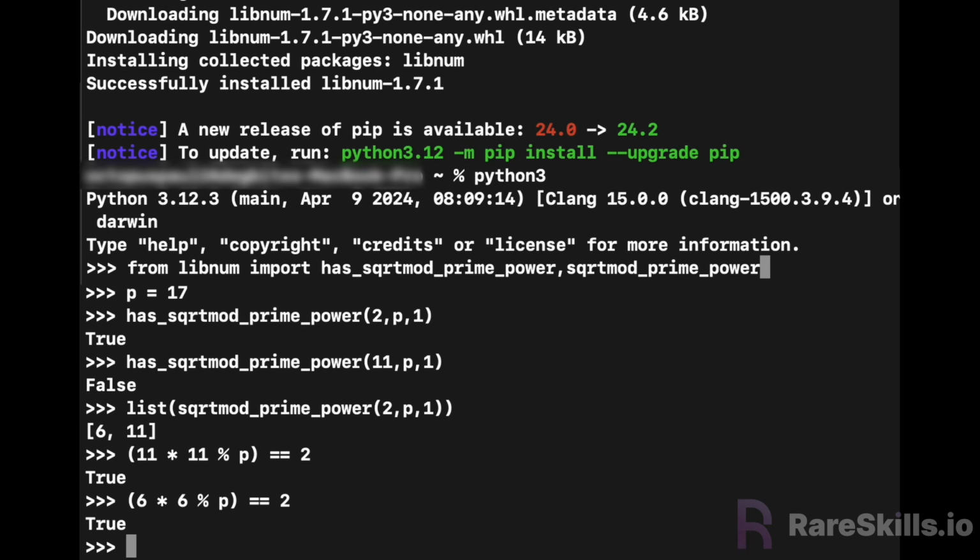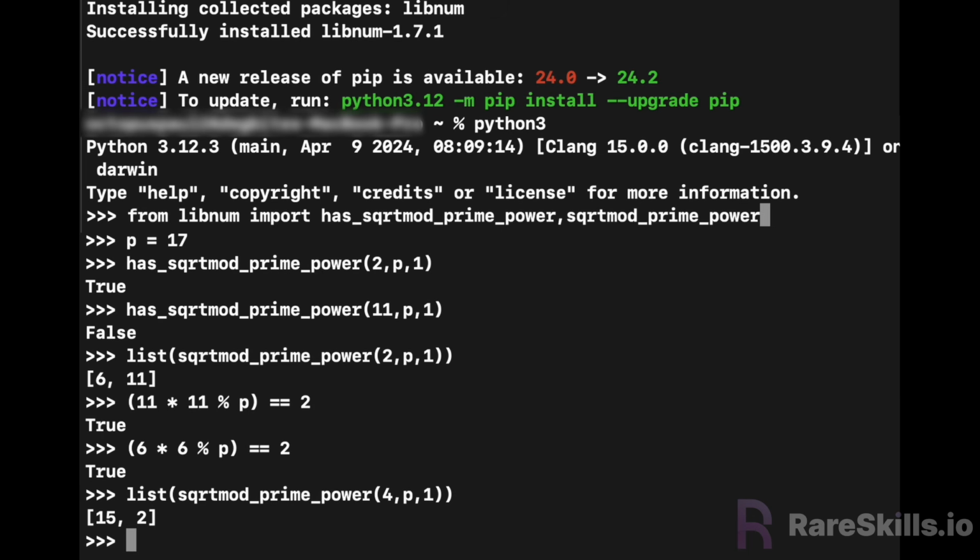As another example, we can compute the square root of 4 modulo 17 as follows. And we can check that both of these are valid solutions to the square root of 4 modulo 17.